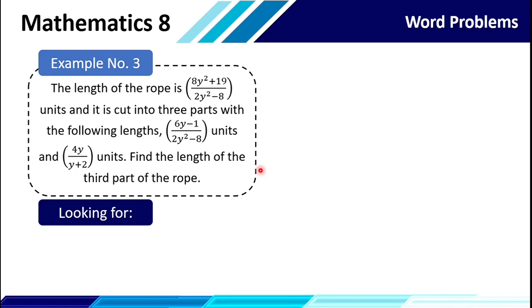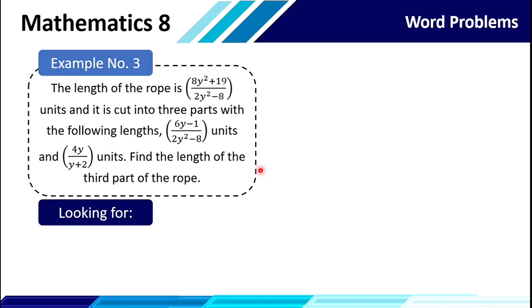Let's have example number 3. The length of the rope is 8y squared plus 19 over 2y squared minus 8 units, and it is cut into 3 parts with the following lengths: 6y minus 1 over 2y squared minus 8 units, and 4y over y plus 2 units. Find the length of the third part of the rope.